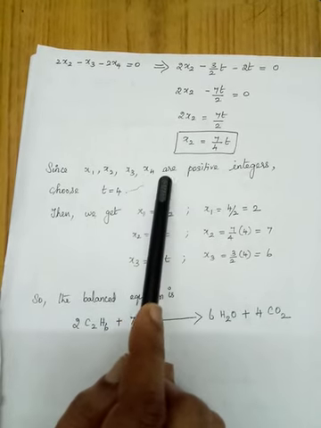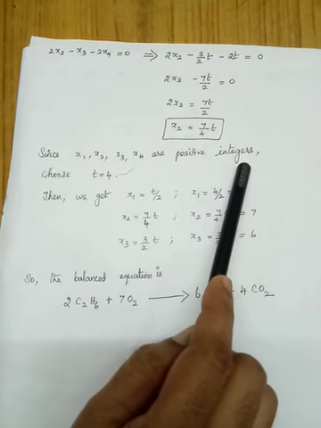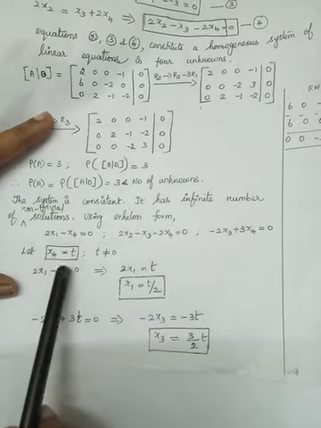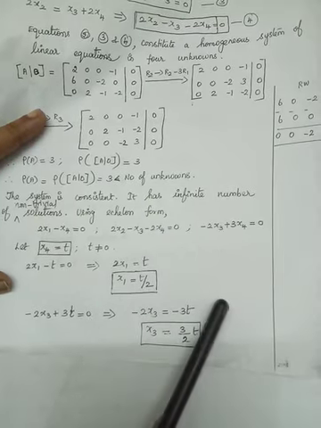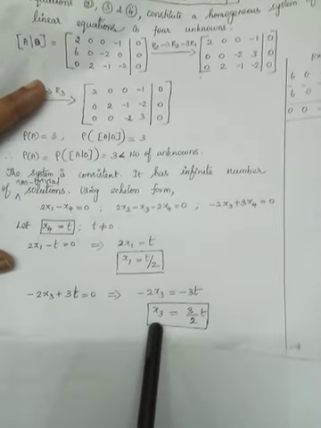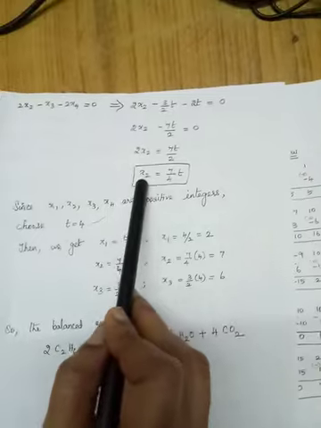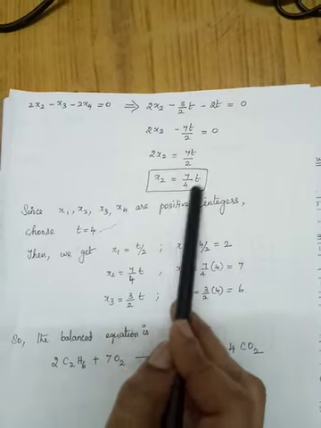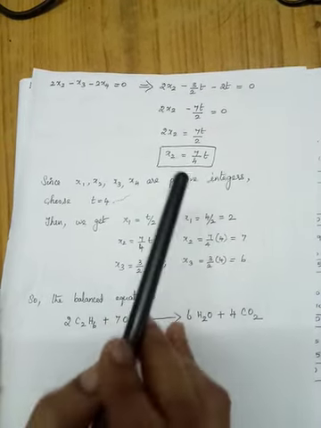Okay, look at your x1, x2, x3, x4. How should they be? They should be positive integers. For example, I am substituting t is equal to 2. So x4 is equal to 2. Come to x1, 2 by 2, that is equal to 1. When you come to x3, with t equal to 2, the 2 gets cancelled, it is 3. Come to x2, when t is equal to 2, what will come? Here 7 by 2, which is not an integer. So we can't substitute t is equal to 2.